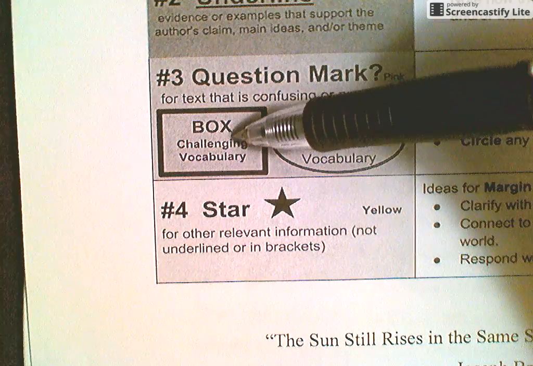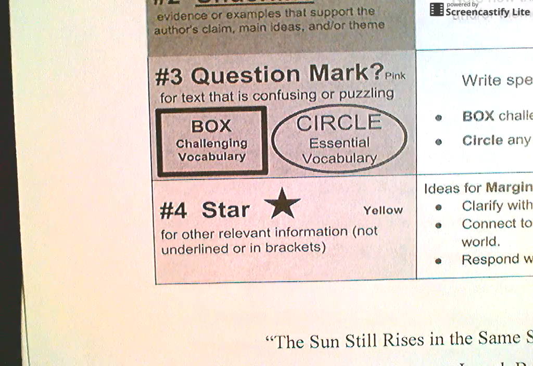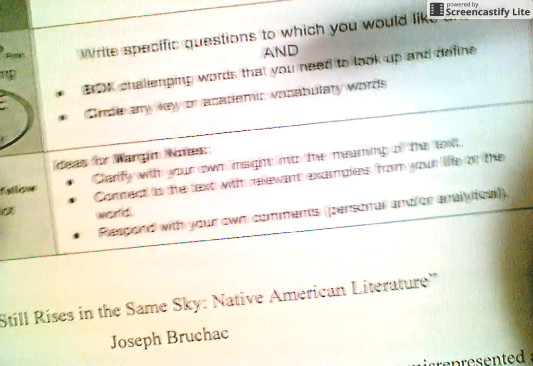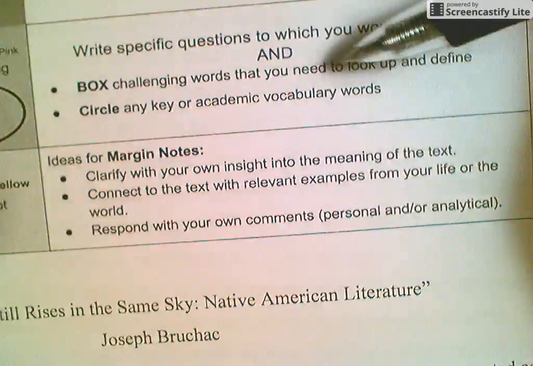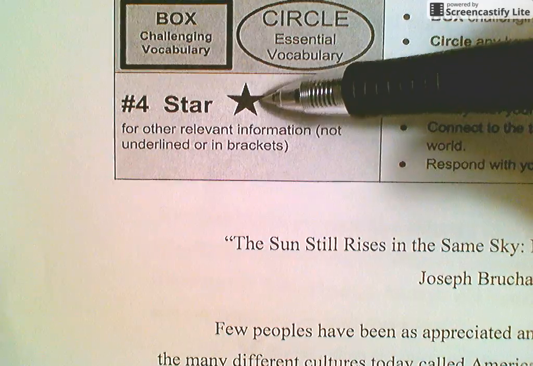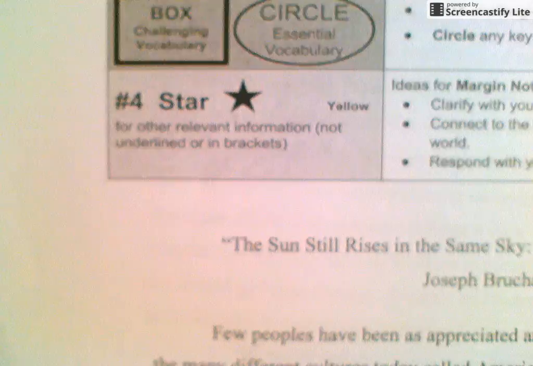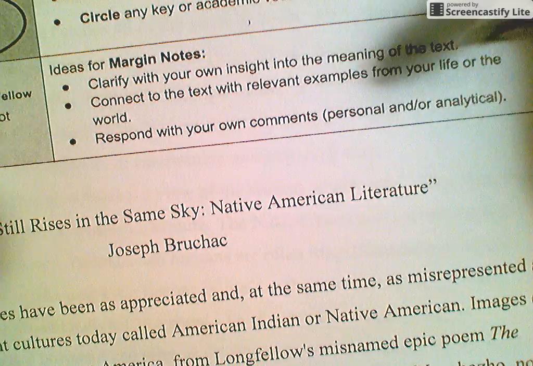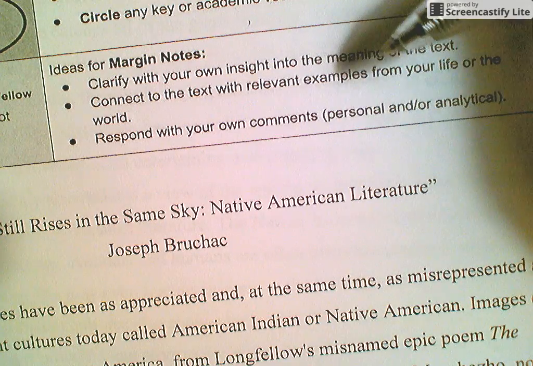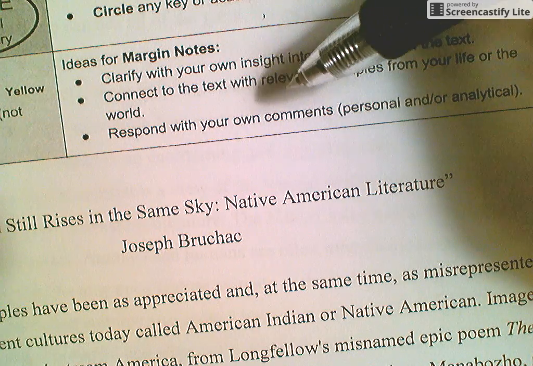Here's where we get to vocabulary down here. Number 3 is about challenging vocabulary: putting a box around challenging vocabulary, and a circle around essential vocabulary. So we're looking for vocabulary words, important ones that are challenging. And then the last one, what I like to think of as the catch-all, is just put a star. If there's anything else you want to say in the text, put a star and then write it. It could be anything. We're talking about clarifying stuff, like putting it in words that make sense. That's really important. Connecting with examples from your own life or the world is super important.